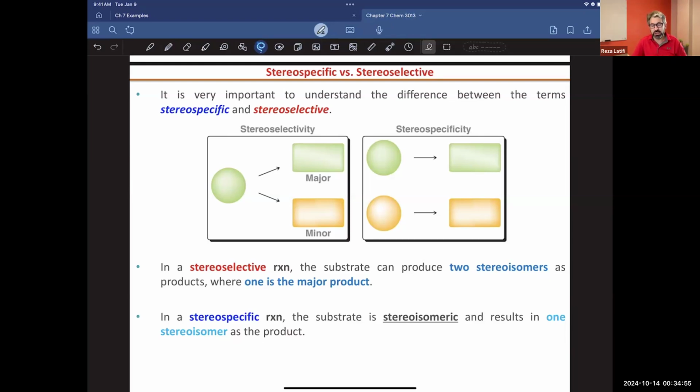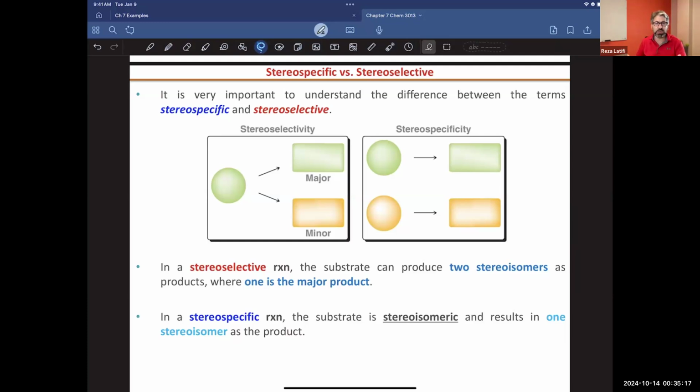On the right side, it depends on the stereochemistry of the starting compound, whether it's R or S. You will get a specific product. Okay, you're not going to get both of them. Only one of them will be possible. In that case, we say the reaction is stereospecific.